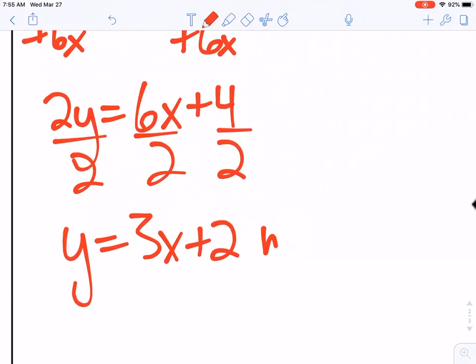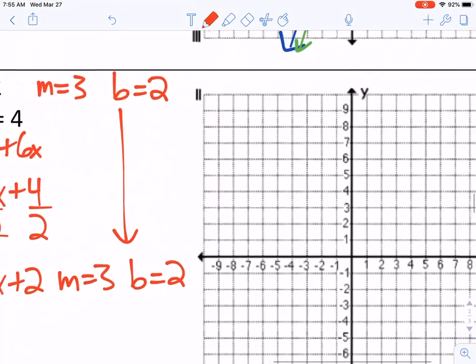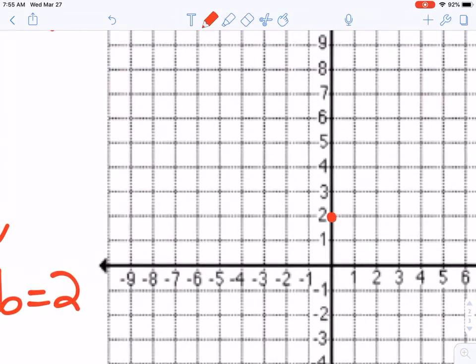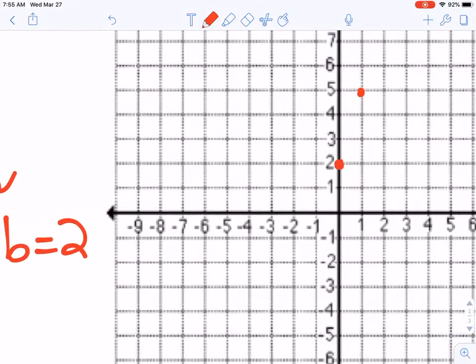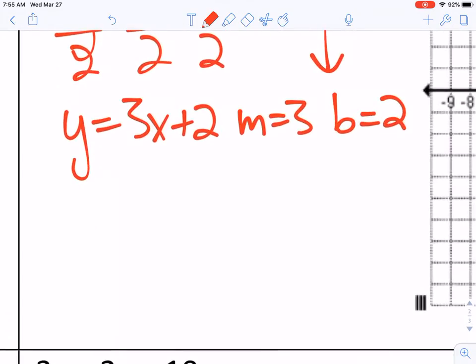So we can see that our slope is 3. Our y-intercept is 2. I feel like a broken record. Oh, that's because I just said the exact same thing. These two lines have the exact same slope and the exact same y-intercept. So if I were to graph them, I'd start at the same point and I would have the same slope, meaning they're the exact same line, telling us we have infinite solutions.